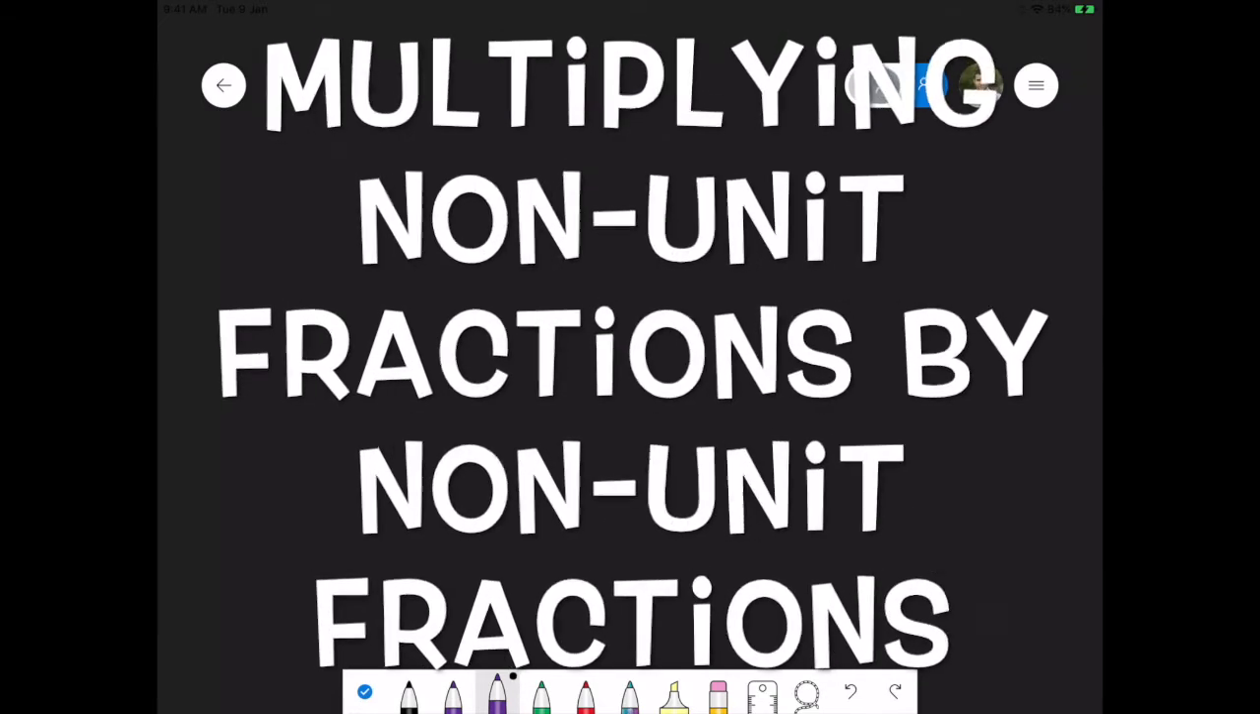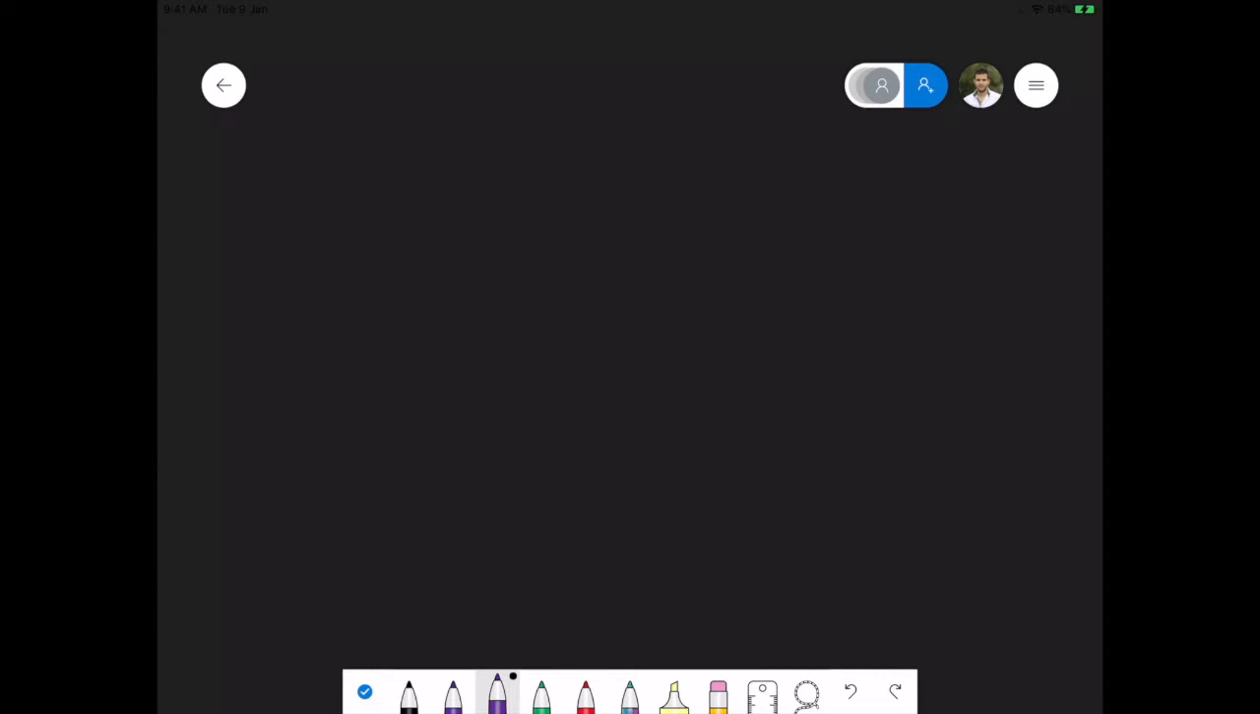Our objective for today will be to multiply non-unit fractions by non-unit fractions. So if I were given the problem 2/3 of 3/4, first I will attempt to solve this by using a model that will be a rectangular array.